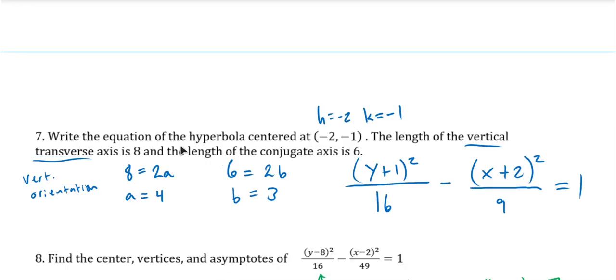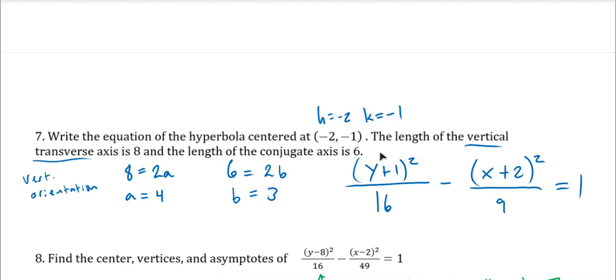Number 7 asks us to write the equation of a hyperbola centered at -2, -1. They give us the length of the vertical transverse axis. They say it's 8, and the length of the conjugate axis is 6. This tells us the vertical orientation of this hyperbola. It tells us that a is equal to half of 8, or 4, and that b is equal to half of 6, or 3.